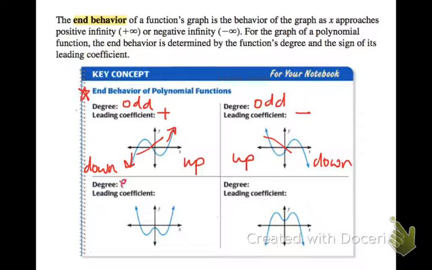If your degree is even, like you have a function to the 2nd or to the 4th or the 6th power, and the leading coefficient is positive, your end behavior will be up on the left and up on the right, just like this example graph is doing. And then if your degree is even, but the leading coefficient is negative, you'll have end behavior that is down on the left and down on the right.